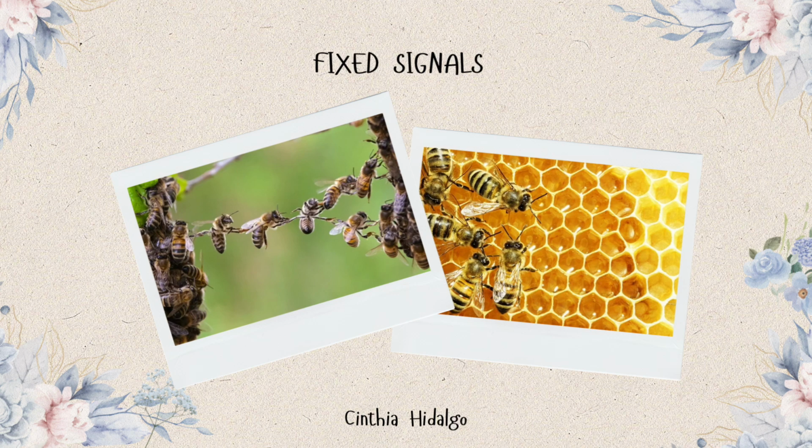Animal signals are instinctive and limited. They do not change, and each one serves a specific purpose. An example: a honeybee's dance tells the distance and direction of food, but cannot express anything else.